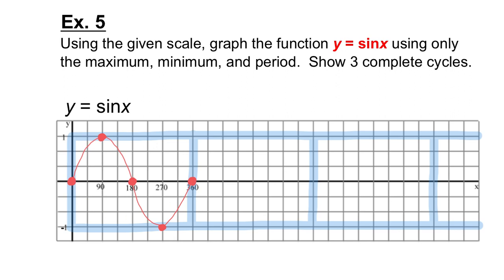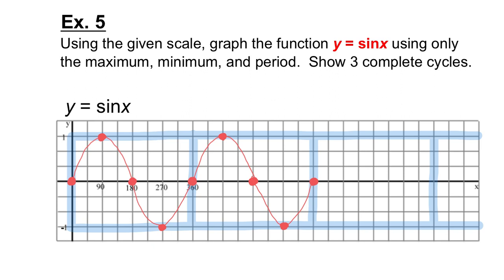For my next cycle, I'm starting here, I'm ending here, halfway in between, I'm at the same point, halfway between those 2 points, I'm at my maximum, and halfway between my last 2 points, I'm at the minimum. Then I draw a curve through my points. Now I have 2 cycles. And if I want to make a 3rd cycle, do the same thing.